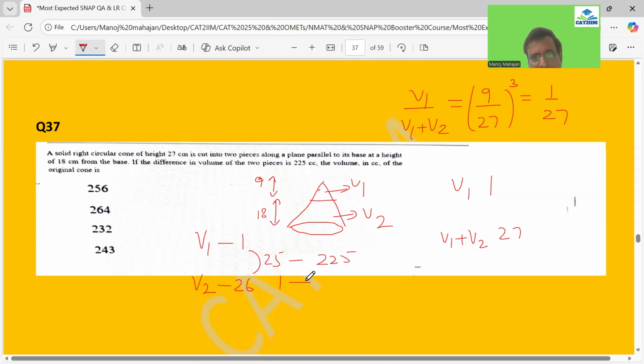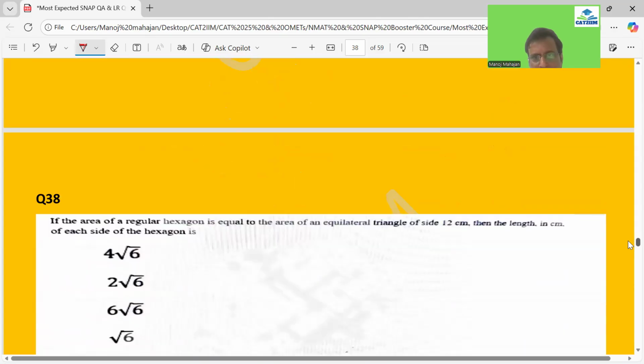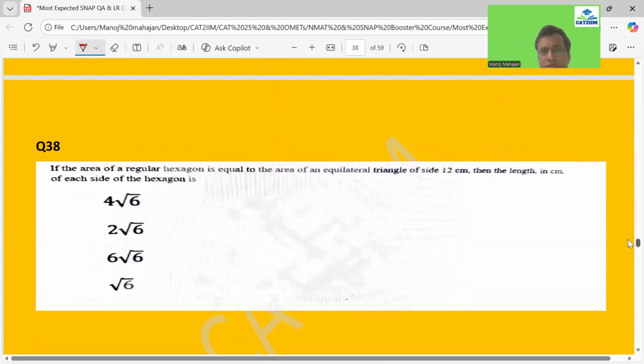So you can say 1 unit would be what? 9. So now the volume of the original cone, that is 27 they're talking about. So 27 into 9, which is what? 3 to the power of 5, which is 243. Okay. So such a question you should do, and you should know the basics of it. You cannot leave such a question at all, right? And so basic geometry it is.